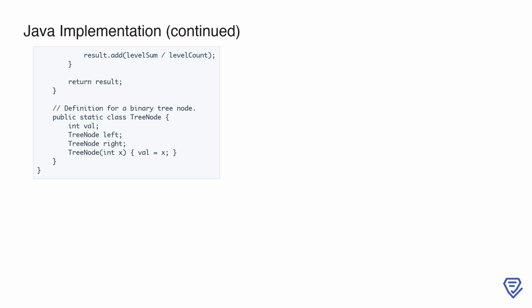the averages. At the end of the class, we define a nested static class TreeNode, which represents a node in the binary tree. Each node has an integer value and 2 child references, left and right. A constructor initializes the value of the node when it is created. This implementation efficiently traverses the tree level by level using a queue, calculating the required averages in O(n) time, where n is the number of nodes in the tree.